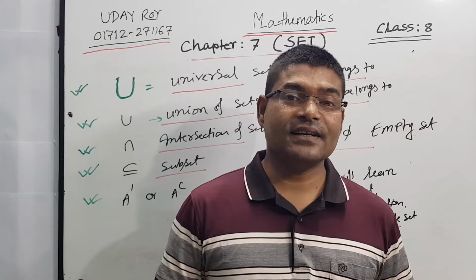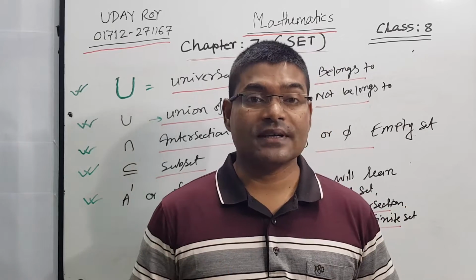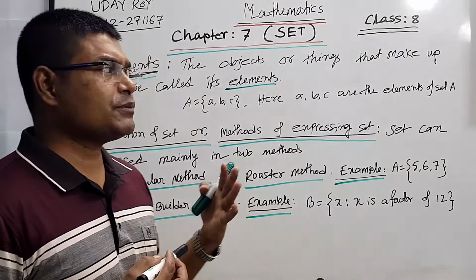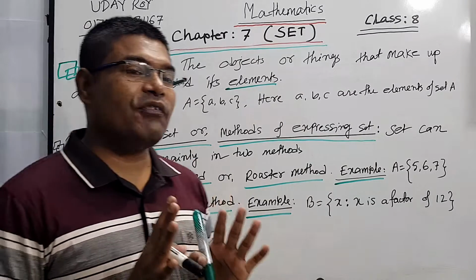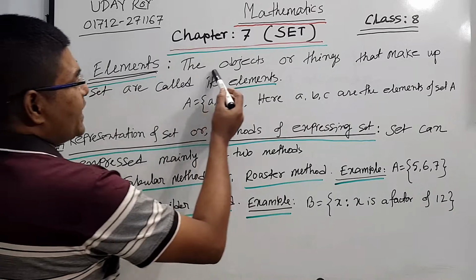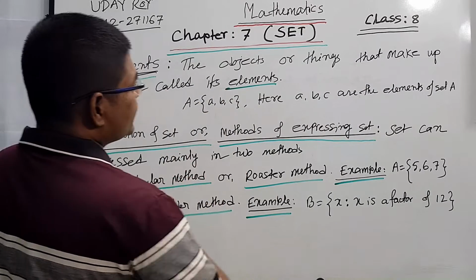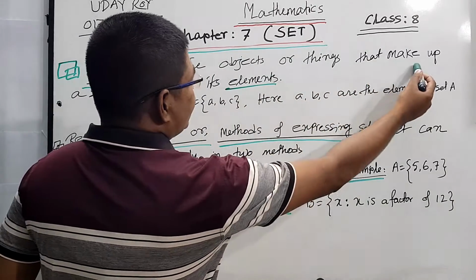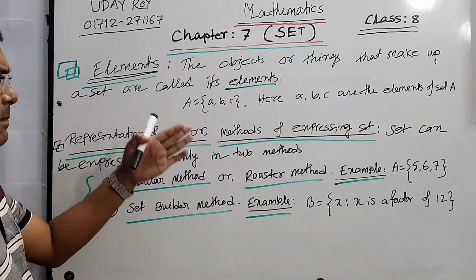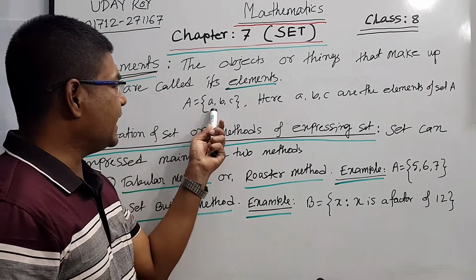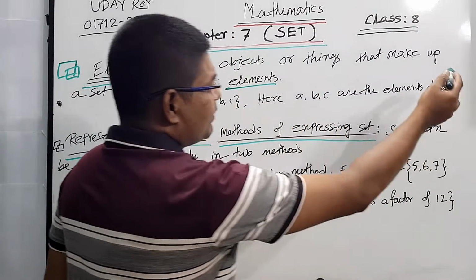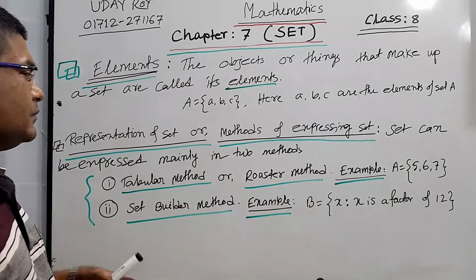So let's start. How many methods of set? Okay, let's come back to the board. Now we will have to know about the definition of elements. Elements: the objects or things that make up a set are called its elements. You can see A equals {a, b, c}. Here a, b, c are the elements of set A.